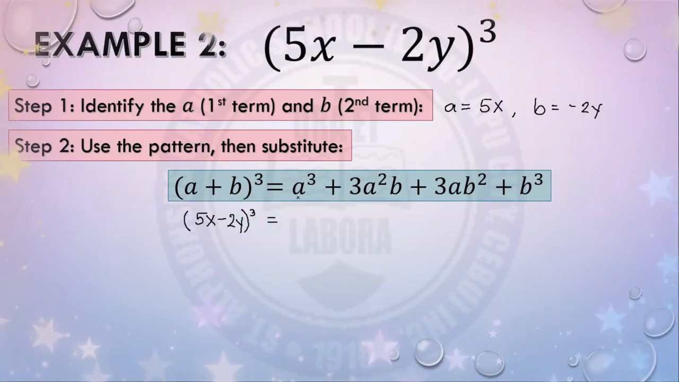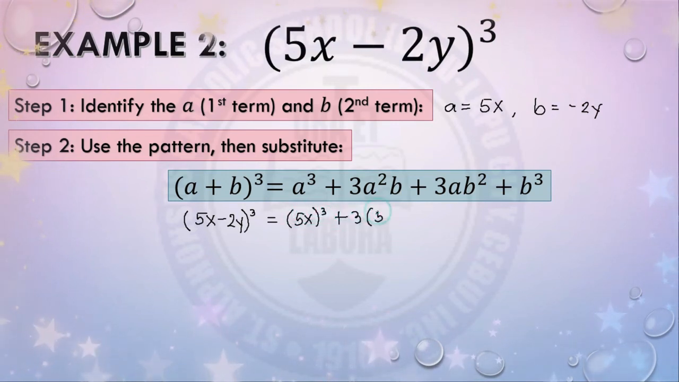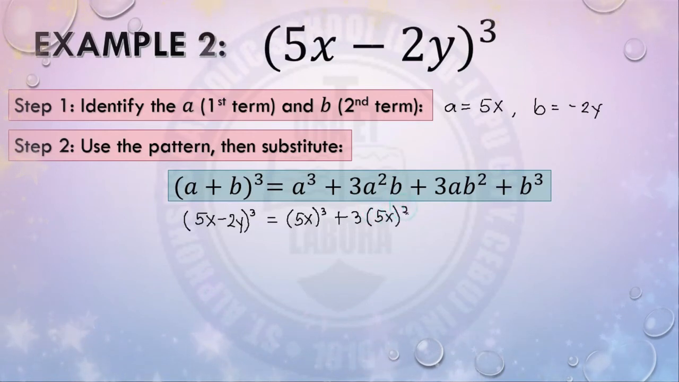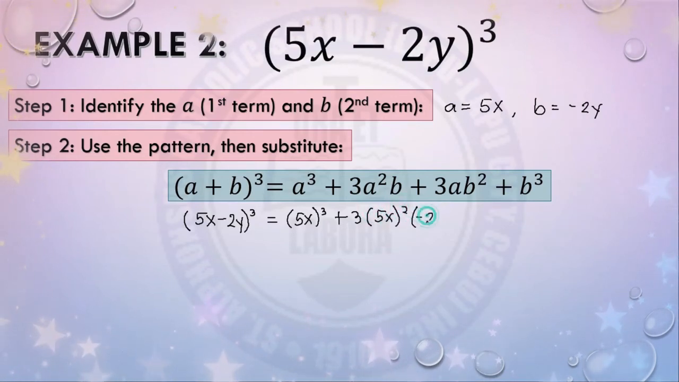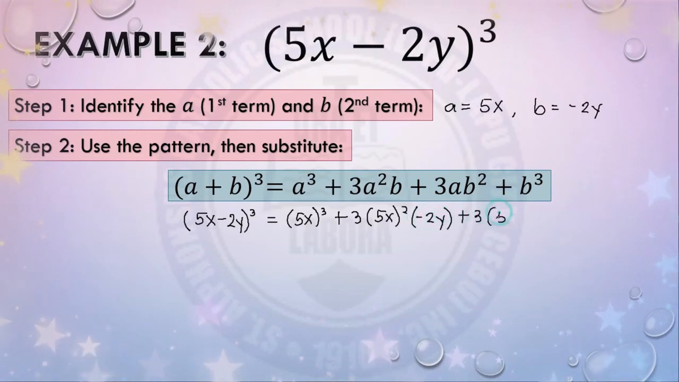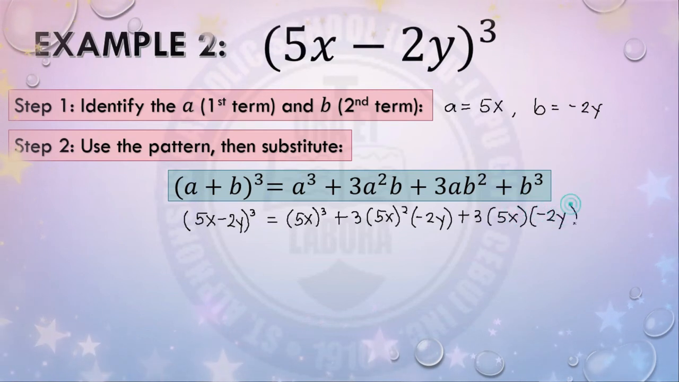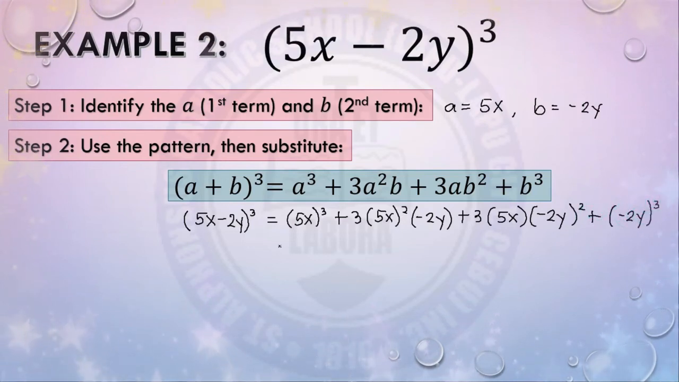What is our first term? Yes, 5x. So (5x) cubed plus 3 times (5x) squared times negative 2y plus 3 times 5x times (negative 2y) squared plus (negative 2y) cubed.